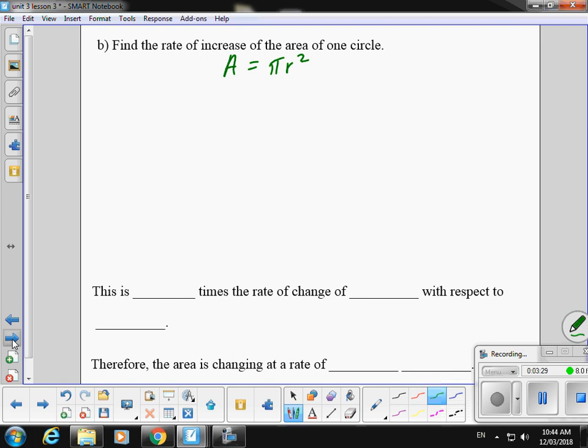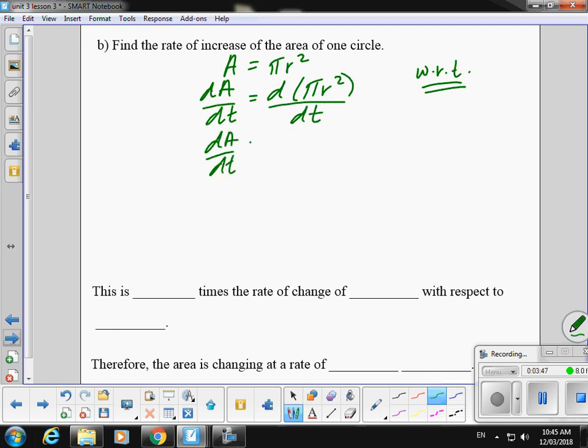We're going to take the derivative of both sides with respect to time because we're looking for a rate of change. So it would be dA/dt equals d(pi r squared)/dt. Okay, what is this derivative? Well, the derivative of pi r squared would be 2 pi r, but don't forget the guts because r and t don't match, dr/dt. And we know dr/dt is 3, so it would be 2 pi r times 3, which would be 6 pi r.